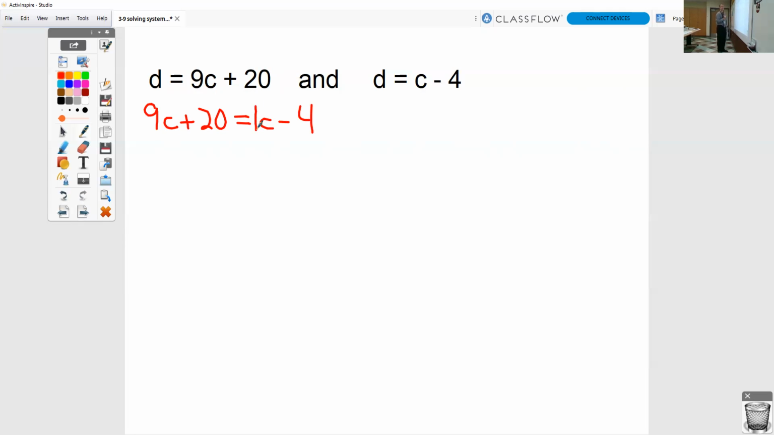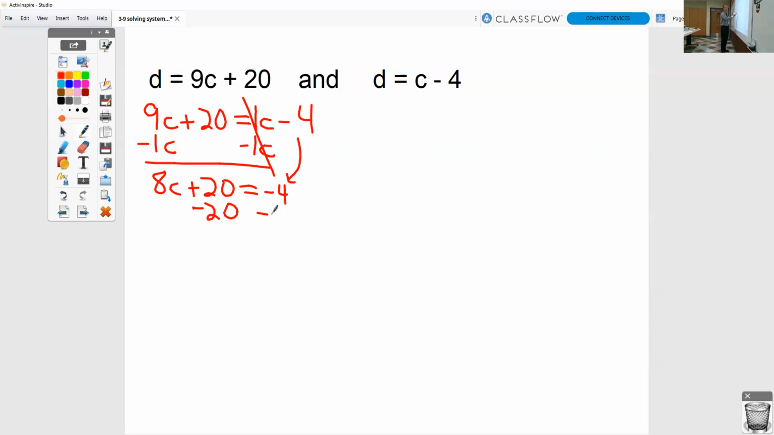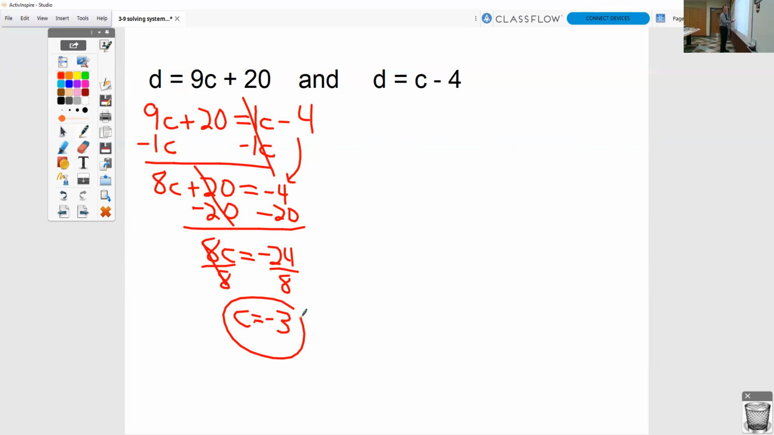There's really a 1 in front of that C. I like working with the smaller of the two letters first. So minus 1C and minus 1C. So I have 8C plus 20. Be very careful. You're bringing down a negative 4. Now it's just a two-step equation, minus 20 minus 20. So 8c equals negative 24. Divide by 8, divide by 8. So c equals negative 3.